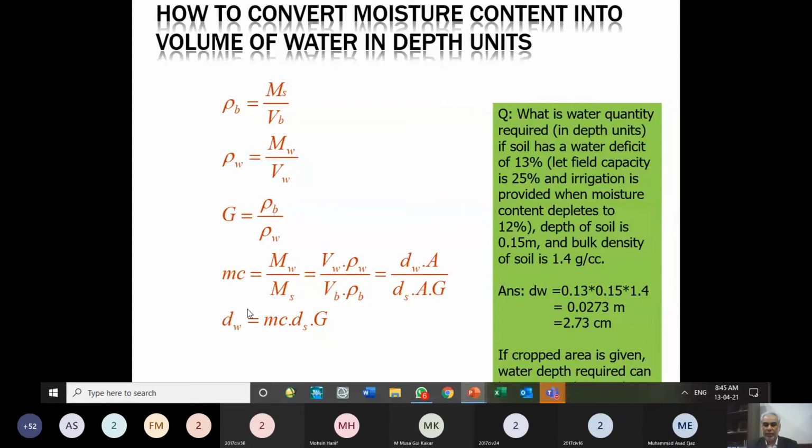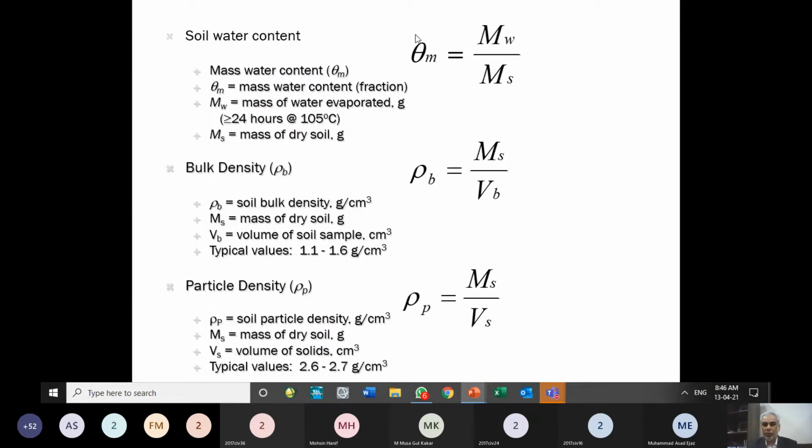This formula is required. Depth of water is equal to moisture content times depth of the soil times the specific gravity of the soil. G is the specific gravity of the soil. We want you to understand its derivation. We know this relationship of moisture content. Simple moisture content is the ratio of the mass of the water to the mass of the dry soil. So theta is the ratio of the mass of the water to the mass of the soil.